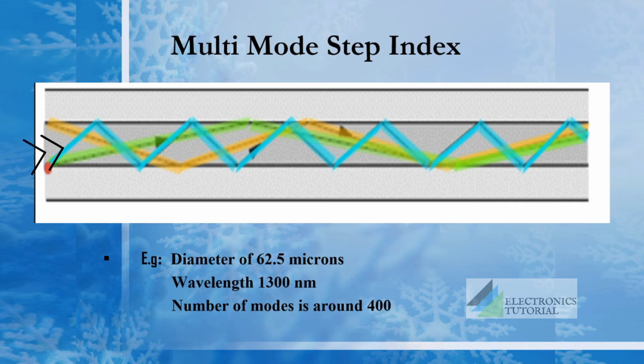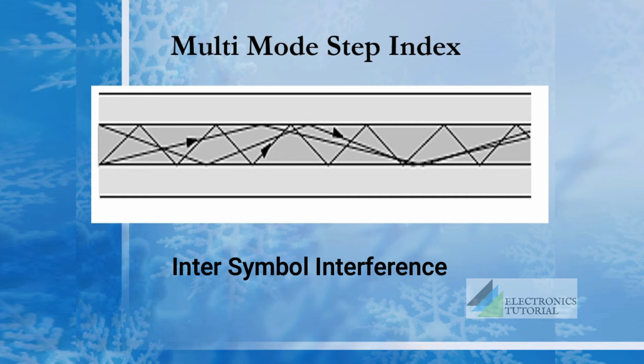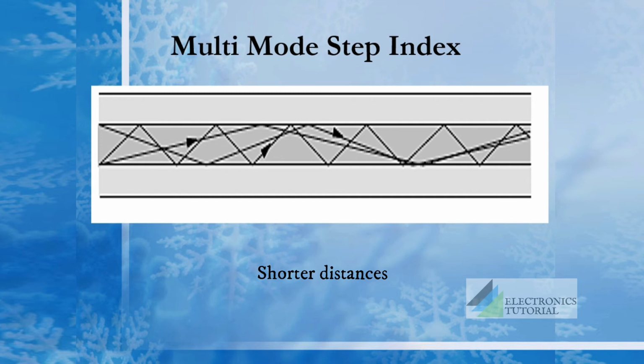The problem with multimode operation is that some of the paths taken are longer than other paths. We can see this path has so many reflections, but at the same time, this path has only a few reflections. Thus, the light will arrive at different times according to the path taken. Therefore, the pulse tends to disperse or spread out as it travels through the fiber. This is one cause of inter-symbol interference. Thus, with a multimode fiber, pulses can be sent only to shorter distances.